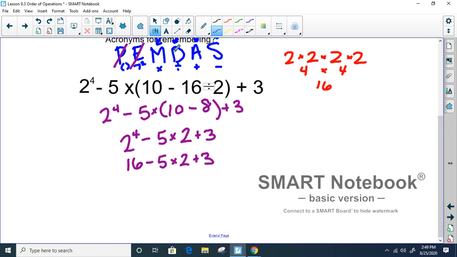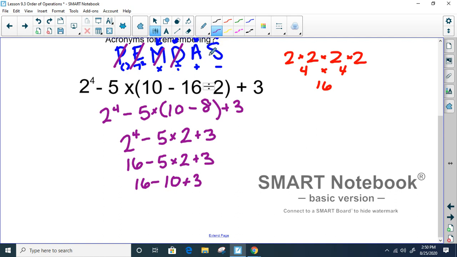Next is multiplication and division from left to right. So I look through, and the first thing I come to is a minus, so I can't do that yet. The next thing is a multiply. So I actually have to do 5 times 2, which is 10, before I can do anything else. And I notice I did my multiplication. There was actually no division, so I can cross that step out as well.